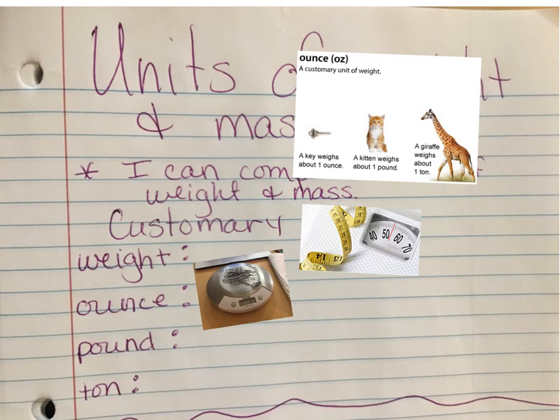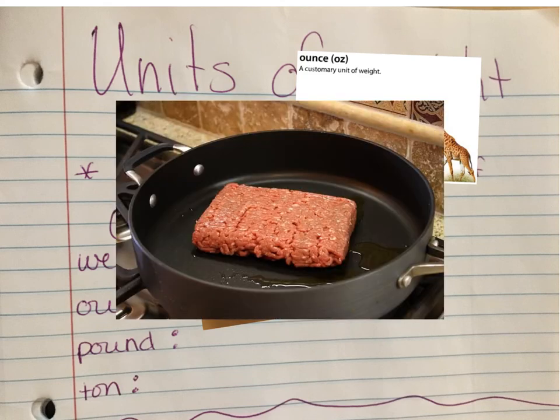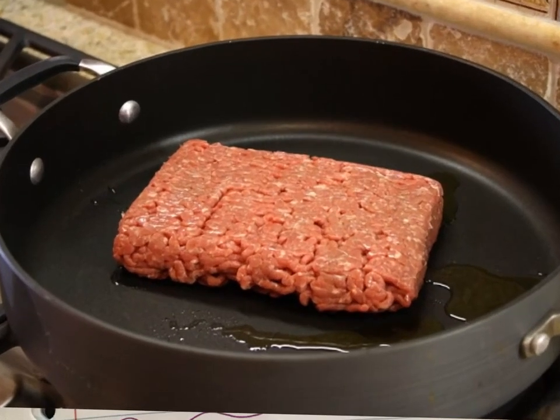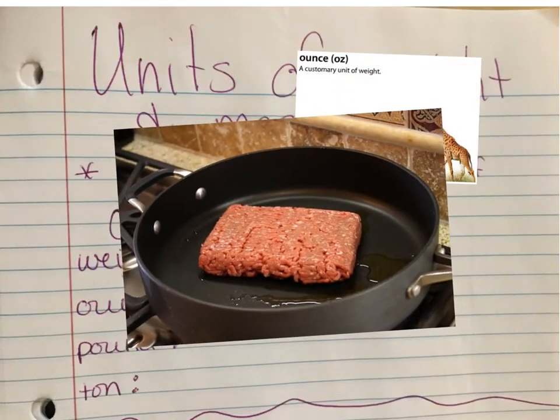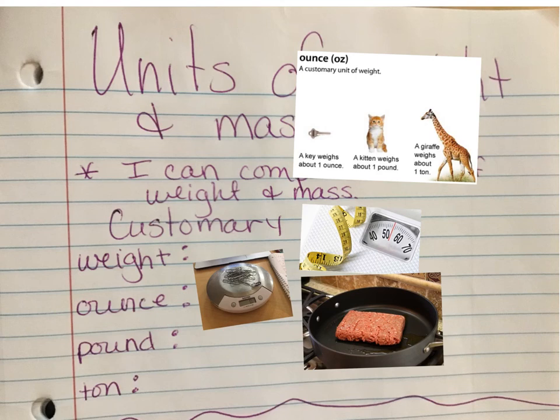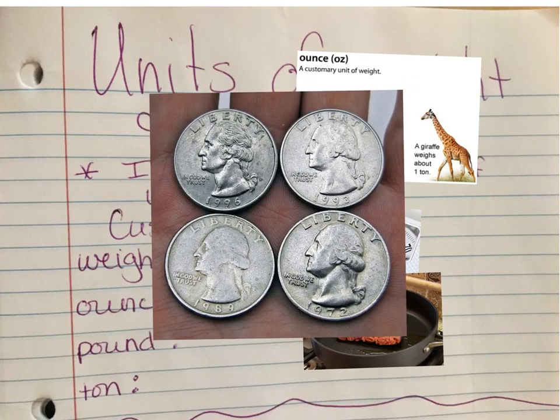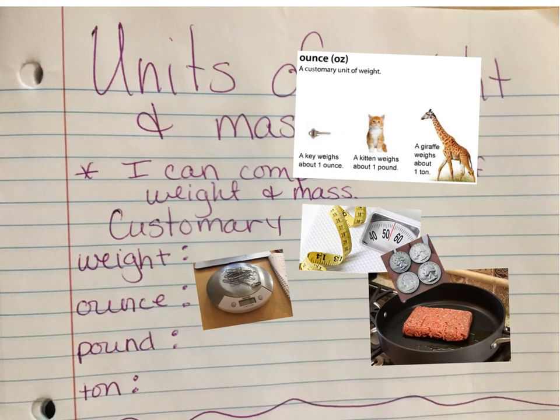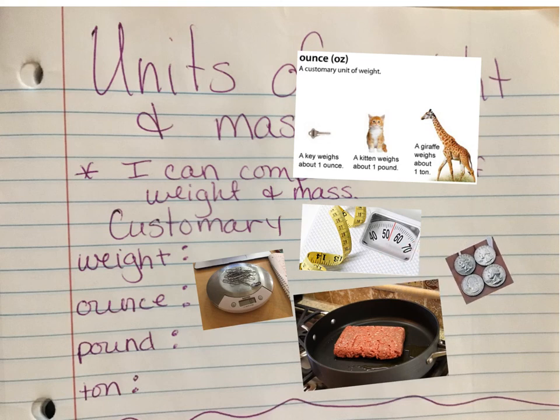Then we have pounds. Of course, we weigh ourselves in pounds, but when I'm making tacos, I'll make a pound of hamburger. There's about a pound of hamburger. Usually the recipes call for about that. So you can see relative size. It's about the same size as a kitten, would equal a pound. And then, I also had this for ounces. If I had 4 quarters, it might equal an ounce if I put all 4 quarters on my scale together.